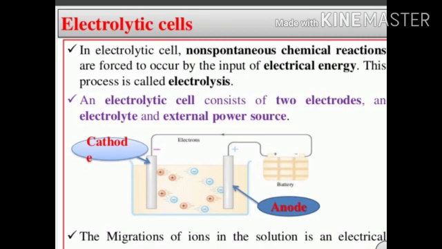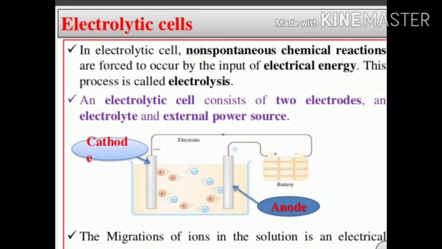It consists of a glass vessel in which the electrolyte in the form of an aqueous solution or in the molten state is taken. Two metal rods are dipped into it and are connected to a source of electricity, that is a battery. These rods are called electrodes. The one connected to the negative pole of the battery is called the cathode and the other connected to the positive pole is called the anode. Students, always remember that oxidation occurs at the anode and reduction takes place at the cathode.